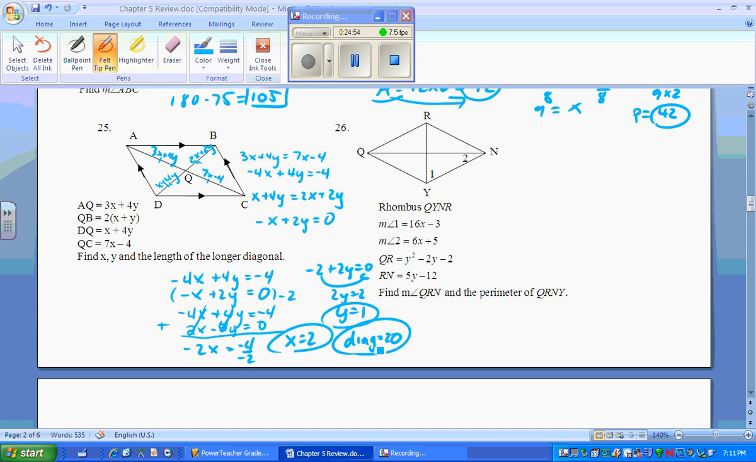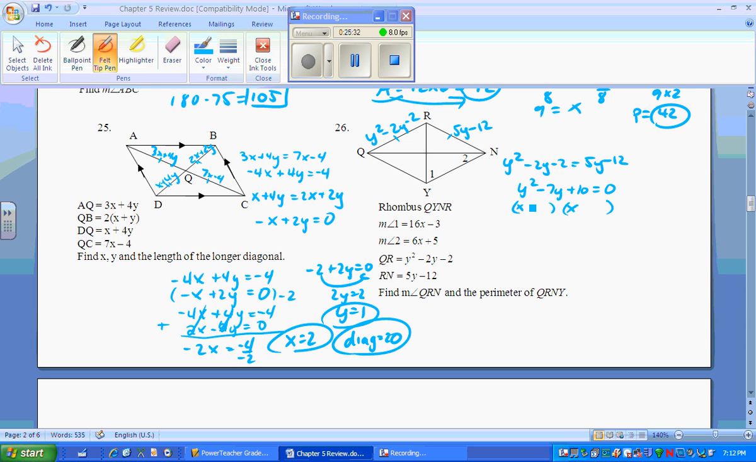26, last but not least, you have QR, which is y squared minus 2y minus 2. And you have RN, which is 5y minus 12. Okay, let's start there. You know it's a rhombus, so all sides are congruent. So we get y squared minus 2y minus 2 equal to 5y minus 12. Minus the 5y over, so we're getting y squared minus 7y plus 10 equaling 0.